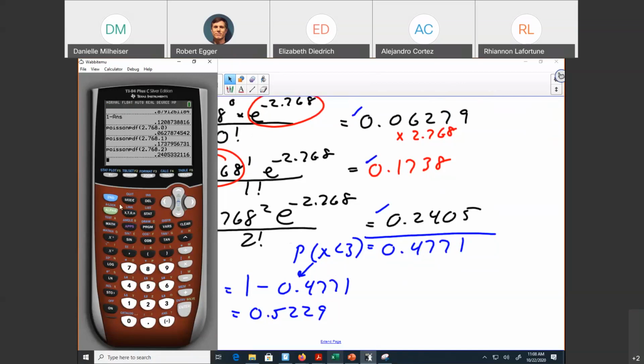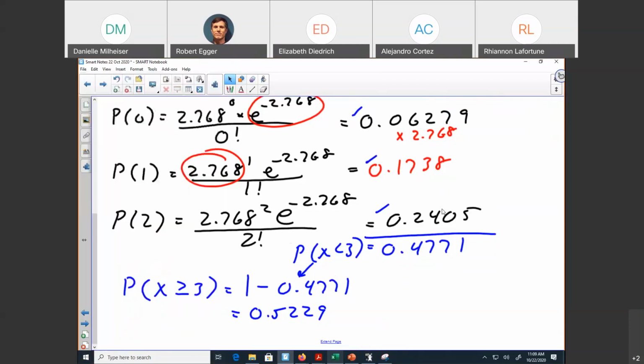To do it all in one fell swoop, not look for just one, I'm ready to look for a cumulative one. I'll use a cumulative one. Again, what's the mean? 2.768. I want to go from 0 to 2. That'd be 0, 1, and 2. And 0.4771. 0.4771. Look how it works.